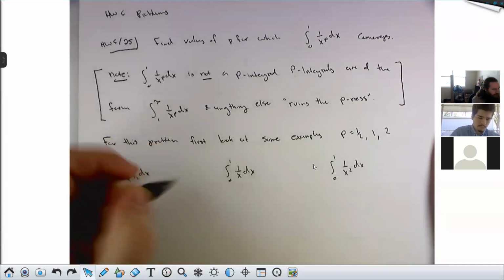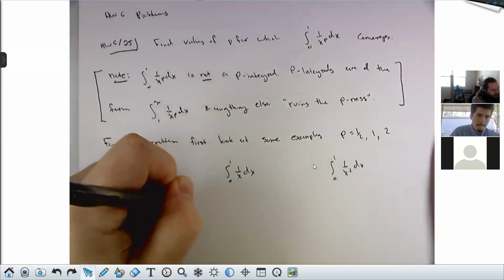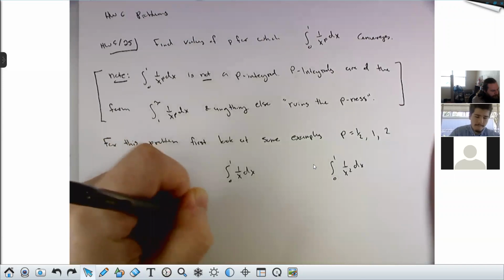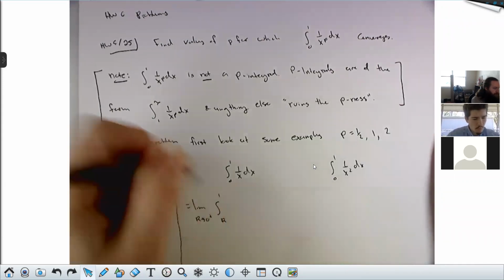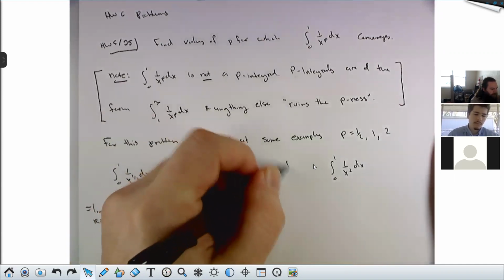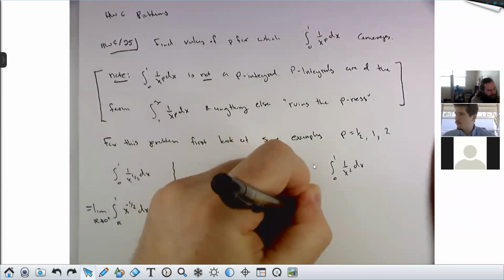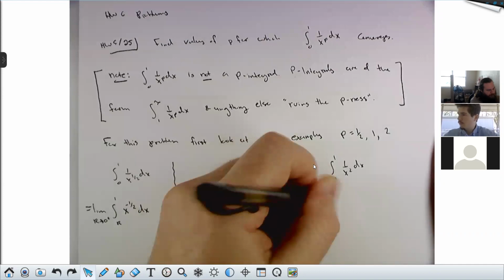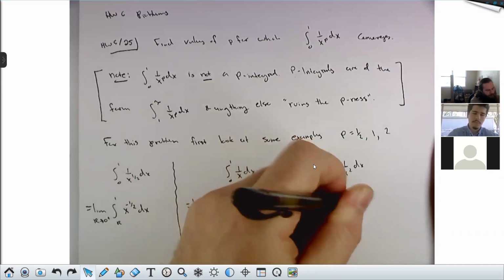And this next guy would be lim r to 0 plus integral r to 1. Just leave it as 1 over x dx because that's the nice form for his antiderivative. And this guy would be lim r to 0 plus integral r to 1 x to the negative 2 dx.